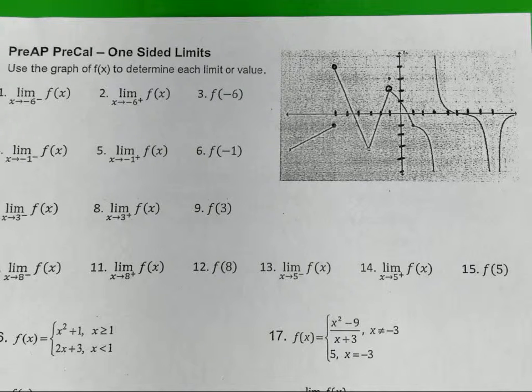As x approaches negative 6 from the left, it's approaching what value? Negative 1. From the right is what? Approaching 4. Y'all can't see that from here, can you? We're just going to skip this part because you know how to do that. Let's go on down to number 16.